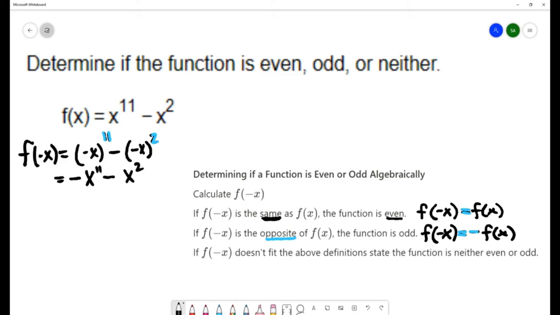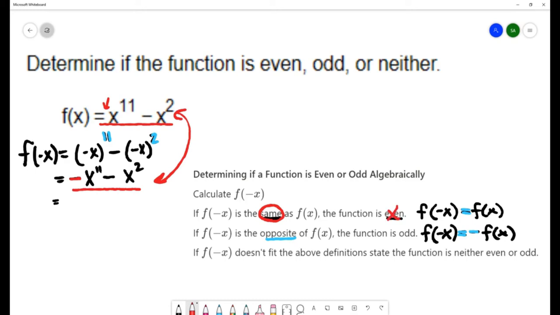And then we want to compare this answer to f of x. So I'm comparing this calculation to f of x. So when I compare these two, I'm going to ask myself, are they the same? And I can see they're not the same because this one has a negative and this one doesn't. So I can cross being an even function off.